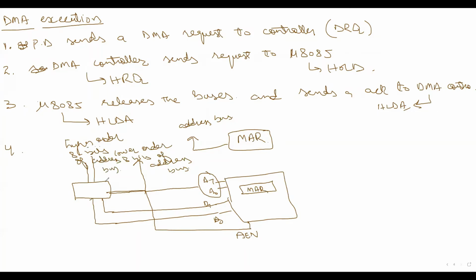After placing the address on the address bus, lower order 8 bits and higher order 8 bits from this memory address register, we can go to one location in memory. Then from that location, we can send data from the DMA controller through the channels. Which channel should we choose? If this is the memory address register of channel 0, then we will use channel 0. If it is channel 1, then we will use channel 1.